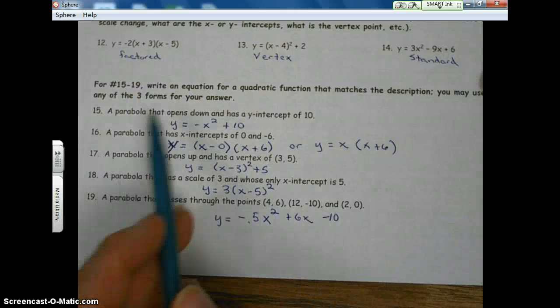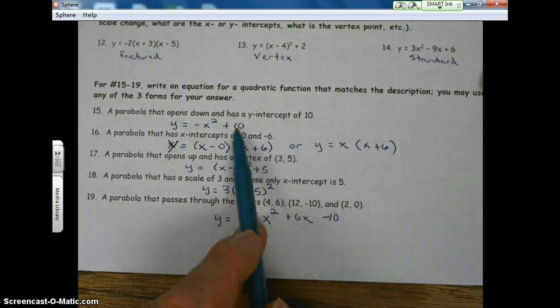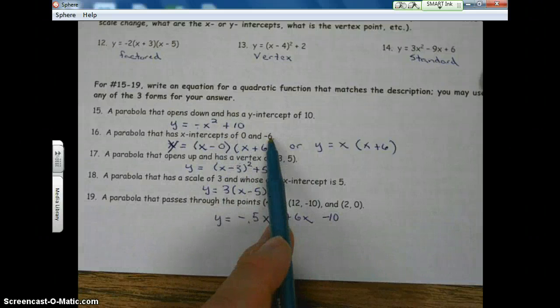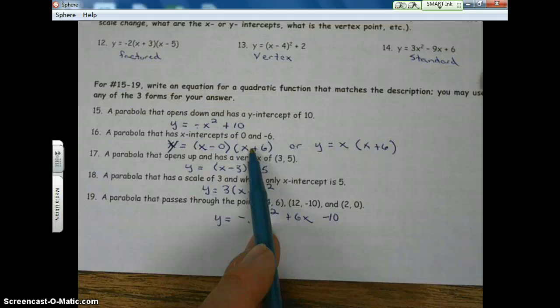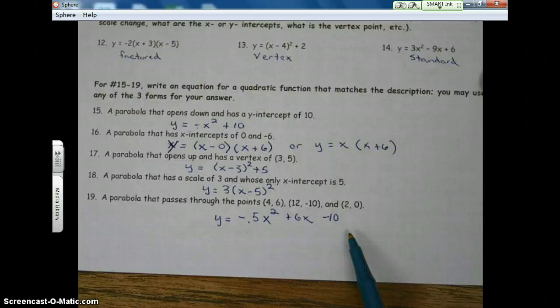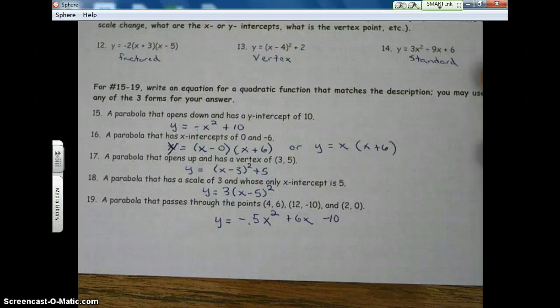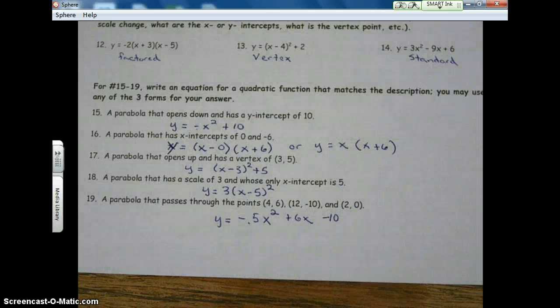Okay, so notice it opens down, so I put a negative. The y-intercept of 10, so I put +10 on the end, standard form. X-intercepts of 0 and -6, so I plug 0 in for root 1 and -6 in for root 2, which makes that a positive. Vertex form has a scale of 3, so that means that's my A value. And then down here I plug these 3 points into my calculator. Did a quadratic regression, standard form.